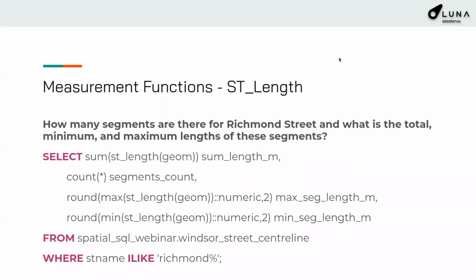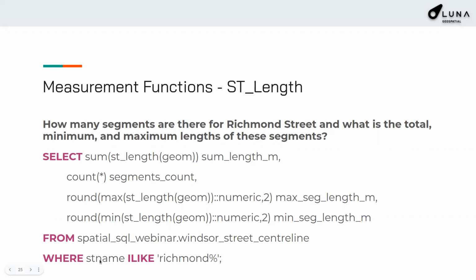All right, so I showed you this. Length. One of the questions you might be asked sometimes, especially if you work in the municipal sector, is how many segments are there for a certain street? In this example, there's a street called Richmond Street, and how many segments are there for it, and what is the total, minimum, and maximum length of these segments? So now we're using a bunch of different aggregate functions. We're using sum, we're counting the number of segments, and we're using round on the max and the min for all the different segments.